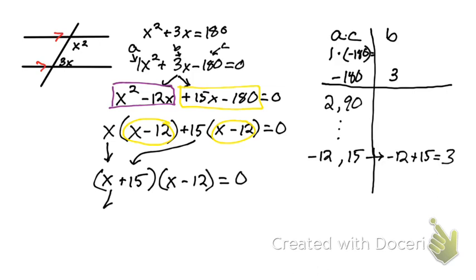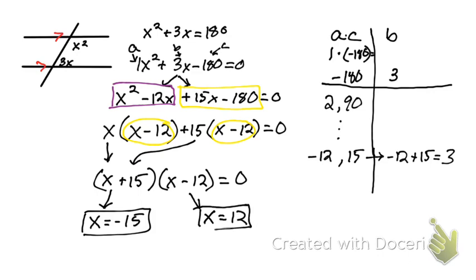We have two possible x values. Either x equals negative 15 or x equals 12. Since we're dealing with angles, our angles can't be negative, so we're going to get rid of that one because we can't have a negative 15 degrees.